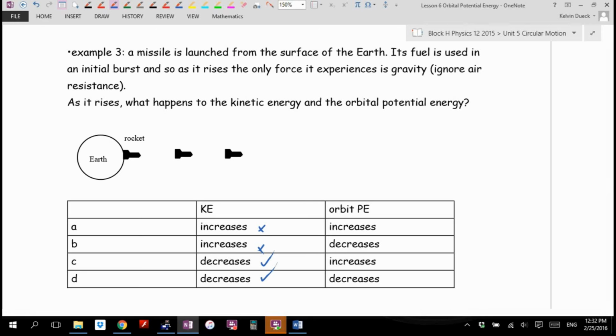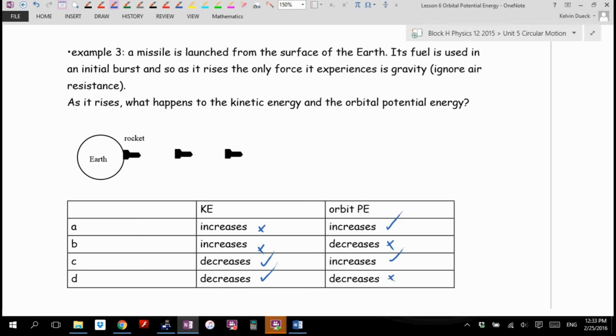What's happening to its potential energy? Isn't that the law of conservation of energy? If kinetic goes down, that energy's got to go somewhere. Oh, it's going into potential, which is getting bigger.